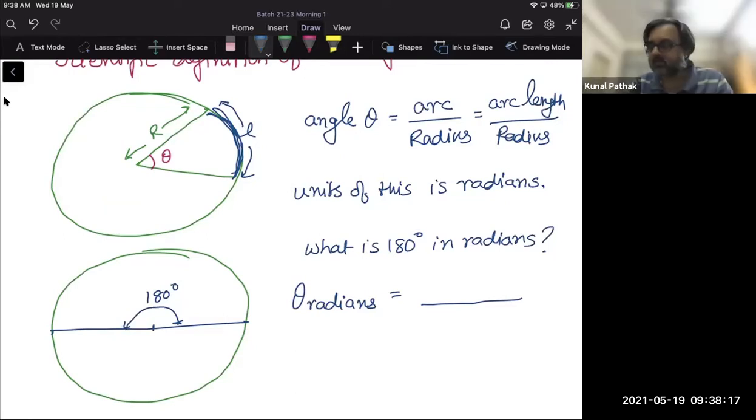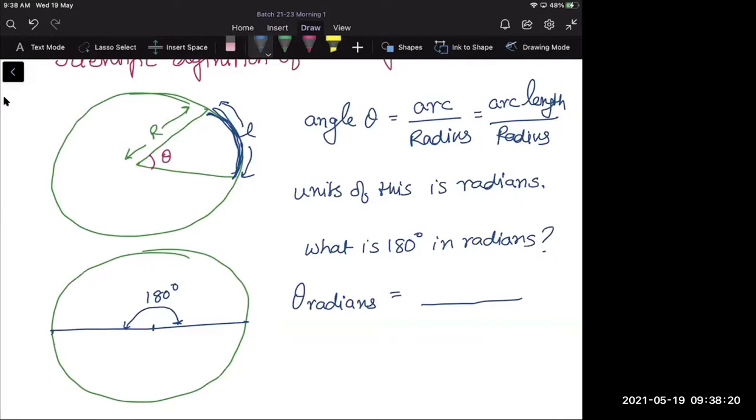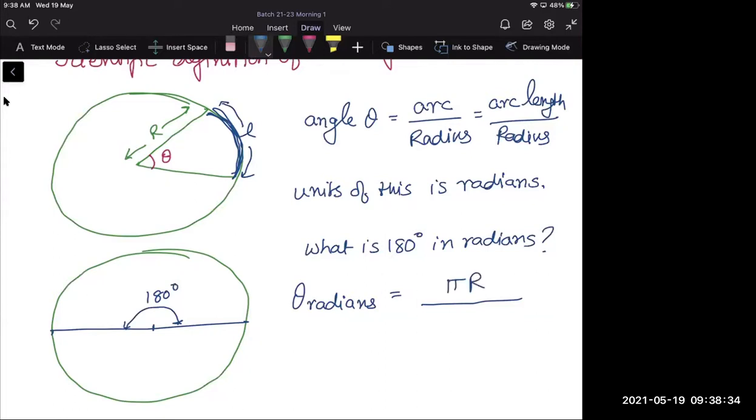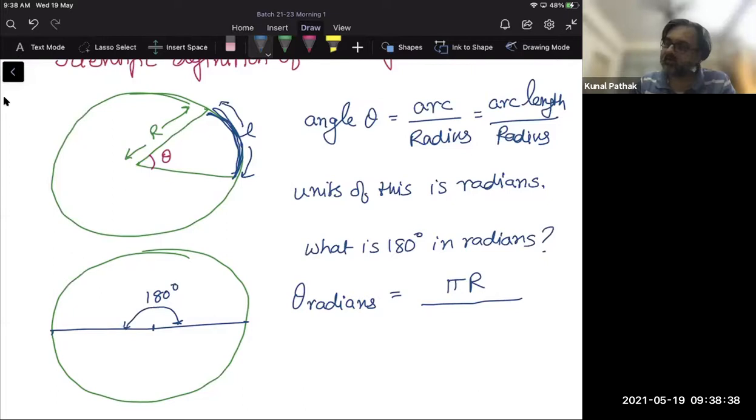Circumference kitna hota hai path? Circumference? Sir, pi r. Sir, we can use the formula theta upon 360 into 2 pi r. Sir, wahi bola hai, 2 pi r by 2. Pi r. Theek hai? Sir, the circumference of a semicircle will be pi r. Yes, pi r. This is the length of the arc. Okay, so the length of the arc is pi r divided by the radius r.